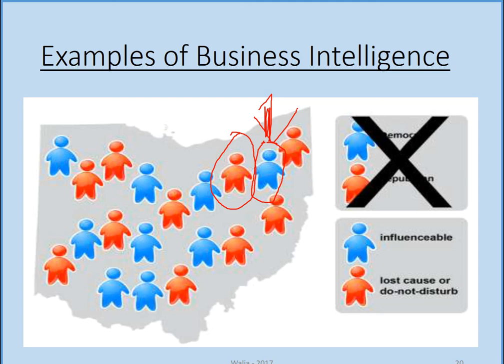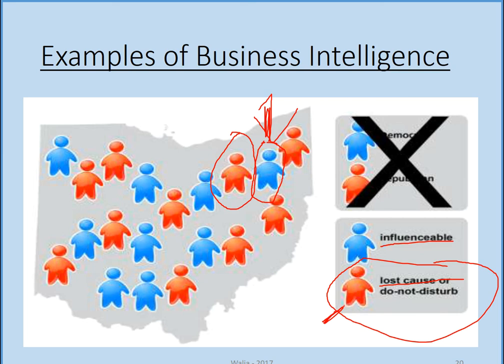But Senator Obama's team approached the whole problem differently. They said, instead of marking people as Democrat or Republican, let's call them influenceable, lost cause, or do not disturb. Do not disturb or lost cause meant that they had already made up their mind either to vote for Senator Obama or against him. We don't need to spend our limited resources on somebody who cannot be influenced. So let's not waste time on somebody who has already decided.